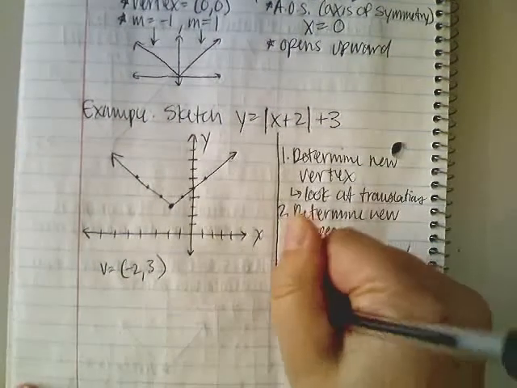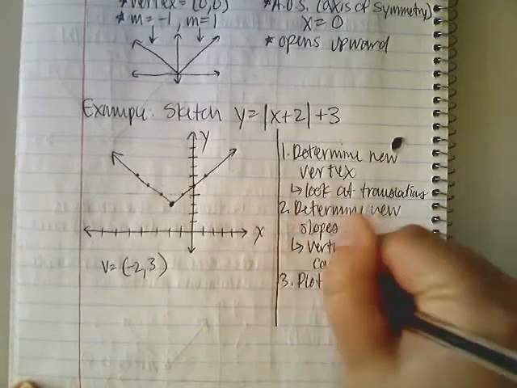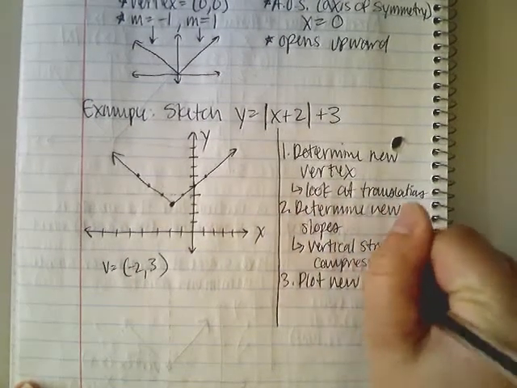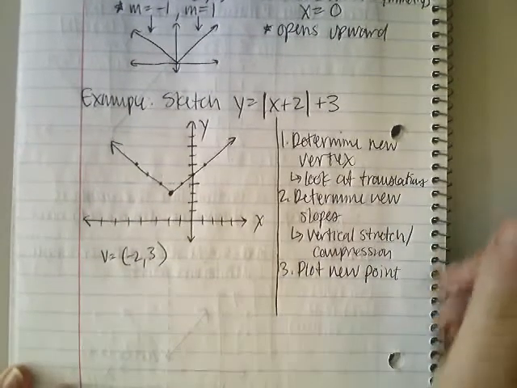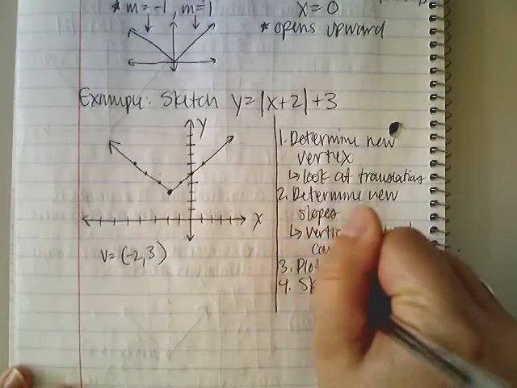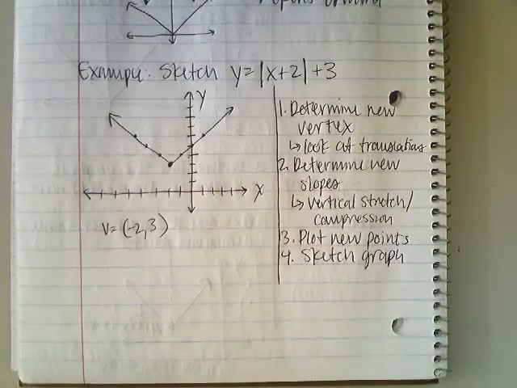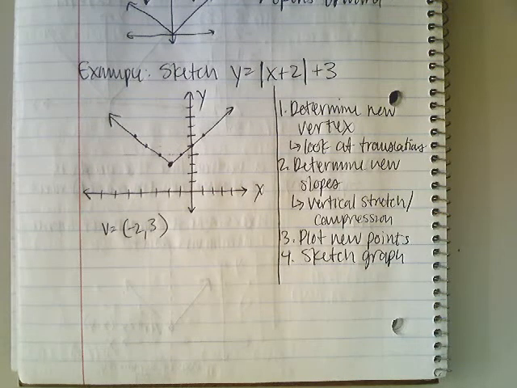So the last couple things I did were plot my new points. So I followed my slope and plotted the new points. And then I sketched my graph. So those are the 4 steps we're going to follow throughout this process to make sure we're sketching our new function correctly.